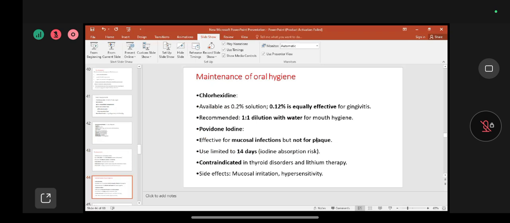Maintenance of oral hygiene after surgery: we can use chlorhexidine, and the available solution is 0.2%. The 0.12% is equally effective for gingivitis, and is recommended as a 1:1 dilution with water for mouth hygiene. We can also use povidone iodine, which is effective for mucosal infection but not for plaque, and use is limited to 14 days because of iodine absorption risk. It is contraindicated in thyroid disorder and lithium therapy, and it can cause mucosal irritation and hypersensitivity.